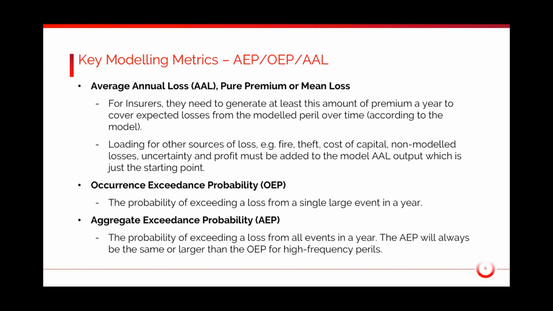Other key outputs is the OEP. This is the occurrence exceedance probability loss, and this is the probability of exceeding a loss from the single largest event in a year. And then we have the AEP, the aggregate exceedance probability, and this is the probability of exceeding a loss from all events in a year. So looking at those two, the AEP will always be either the same or more than the OEP, just because you are looking at the aggregate number of events rather than the OEP, which is just the single largest loss.